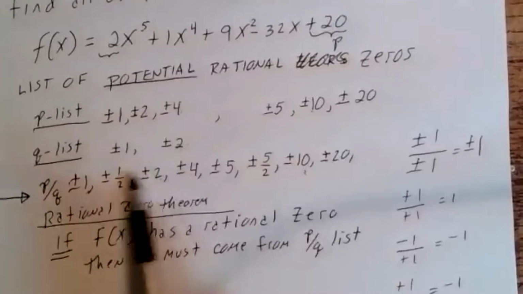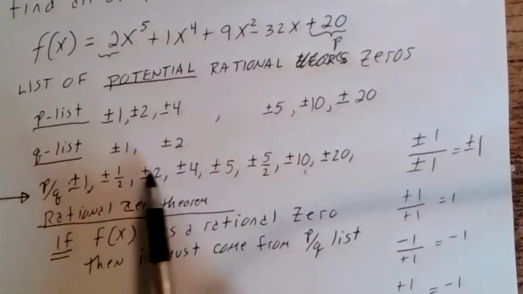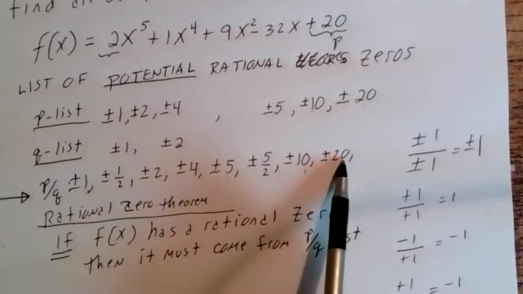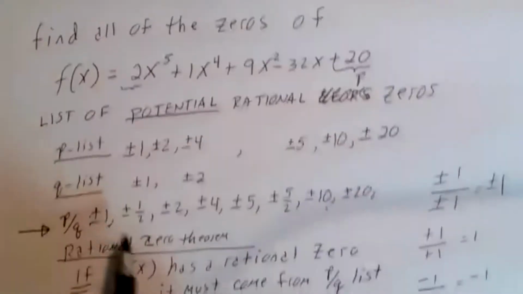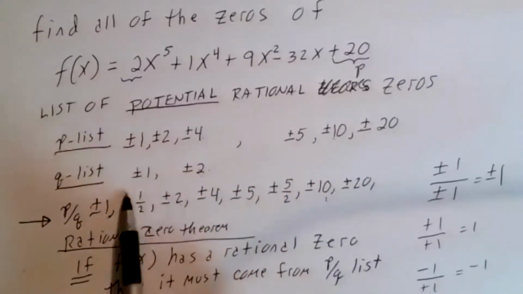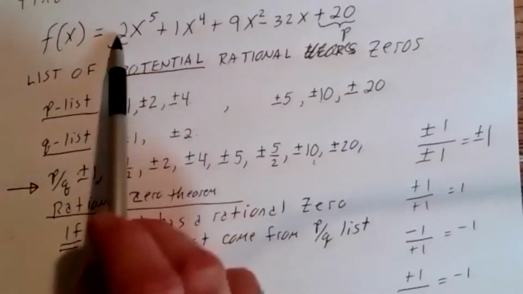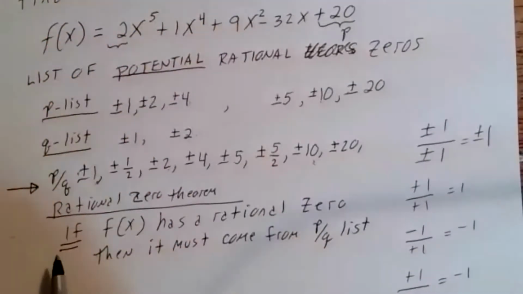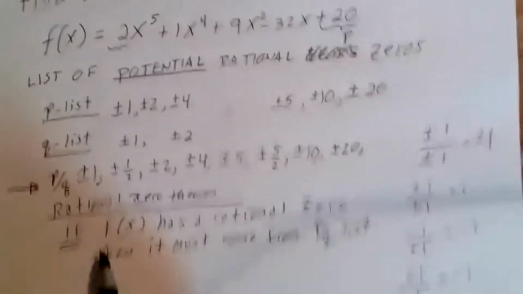In fact, they could not all be rational zeros of f of x, because how many do we have here? 2, 4, 6, 8, 10, 12, 14, 16 of them. Ladies and gentlemen, the fundamental theorem of algebra guarantees that this is only going to have 5 zeros. It's only a fifth degree polynomial. So it cannot have all these as rational zeros. The rational zero theorem doesn't say that. It says that if f of x, this fifth degree polynomial, has a rational zero, it must come from this list.